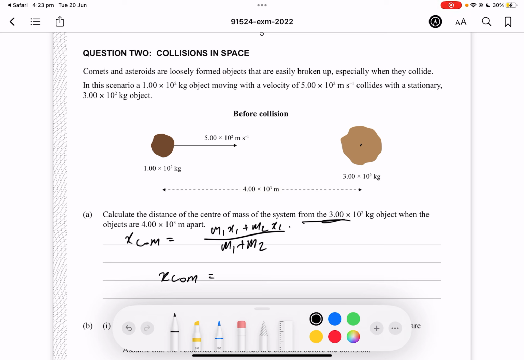So in this case, we can say m1 is equal to the 300 kilogram object and m2 is the 100 kilogram object. So this will be 300 multiplied by how much distance away it is from our reference point, which is 0, since our reference point is at that object, plus 100 multiplied by its distance away from our reference point, which is 4 times 10 to the power 3, all divided by the total mass of the two objects, which is 400.